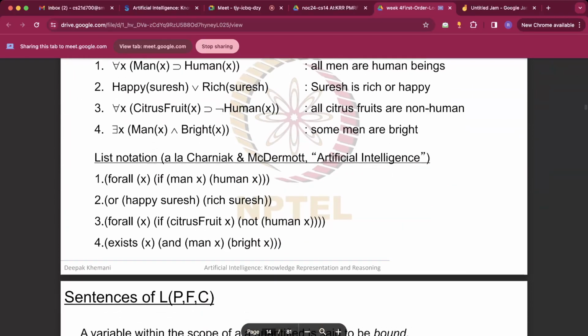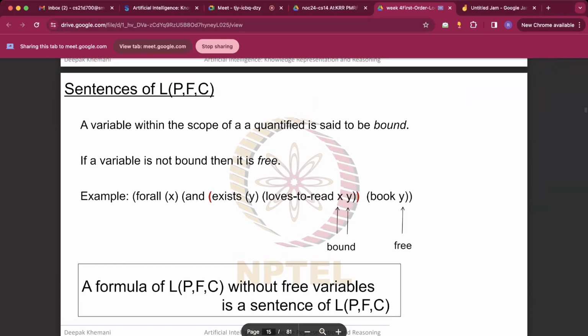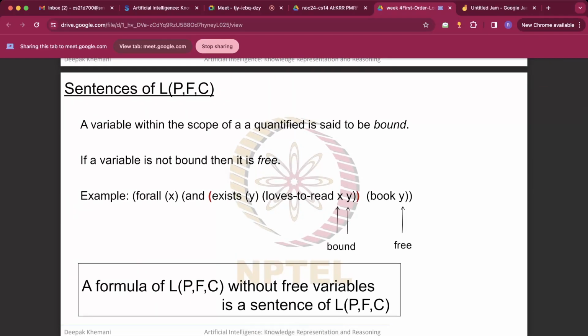Now let me go to the definition of a sentence. We have seen what is a term, what is an atomic formula, and what is a formula. Now when we have a formula of LPFC without any free variables, then we can call that a sentence.